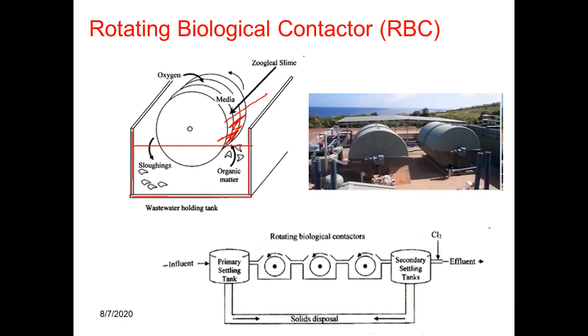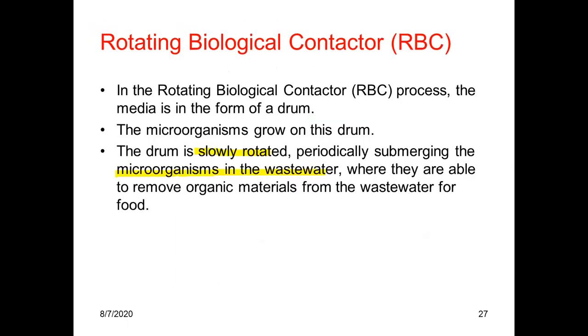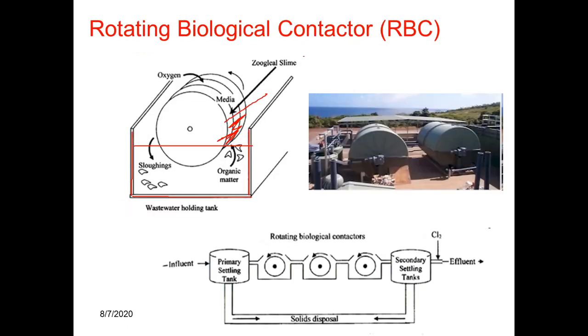The part of the drum is submerged in the wastewater. Therefore, the microorganisms are attached to the surface of the drum, but the part of the drum is submerged. Therefore, half of the population of microorganisms are in contact with the wastewater. Now they are under the water.